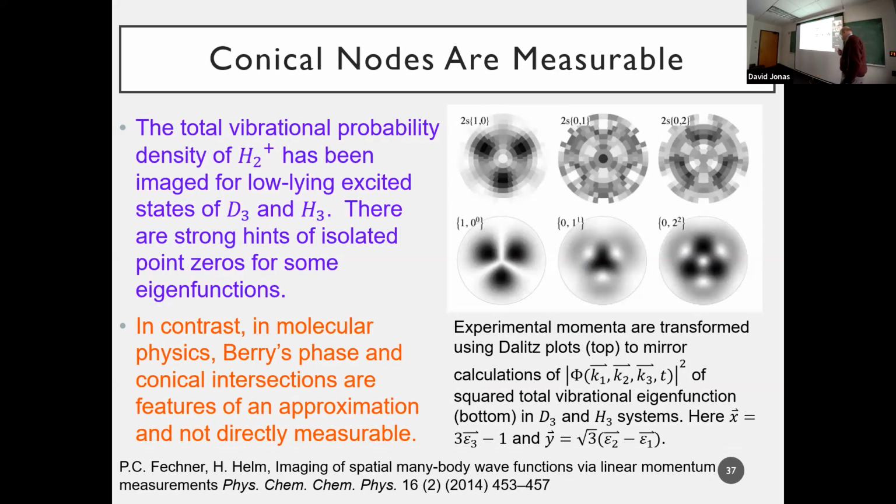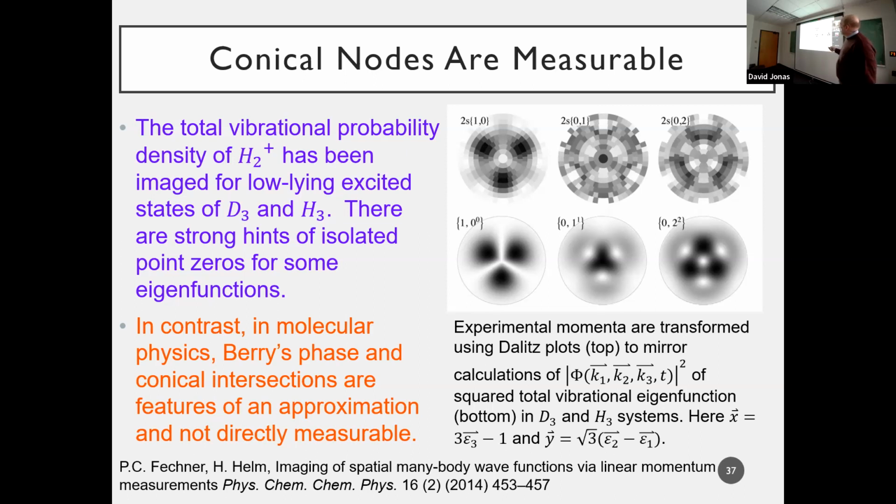So now I want to make a last point, and I noticed that my talk is taking exactly 0 time. The last point I want to make is that conical nodes are actually measurable. The total vibrational probability density, that's something that you can measure in quantum mechanics. It's an observable.